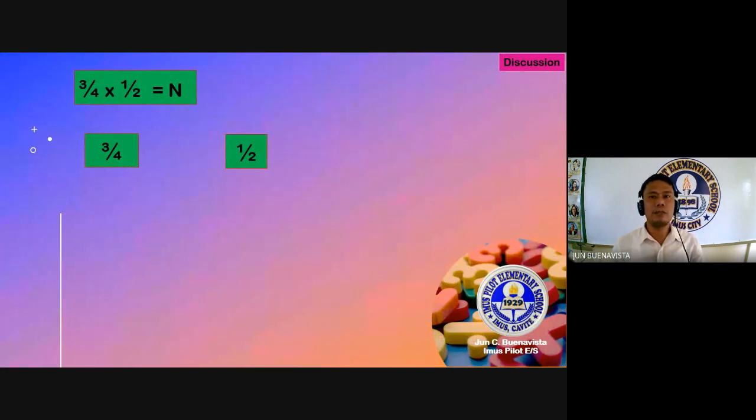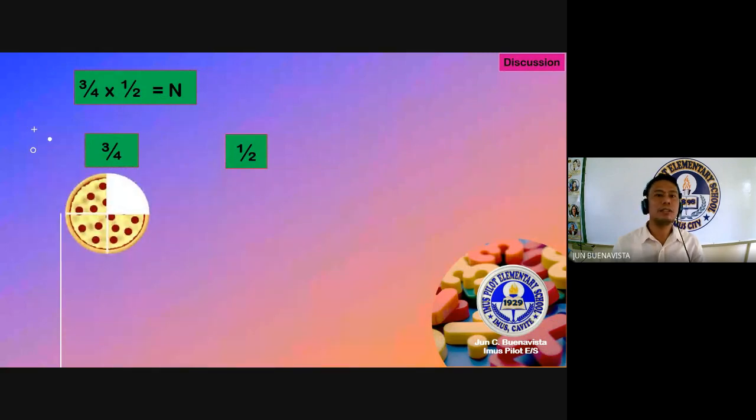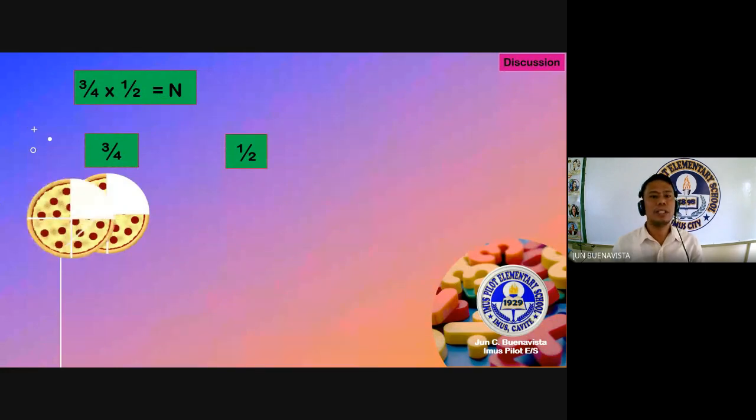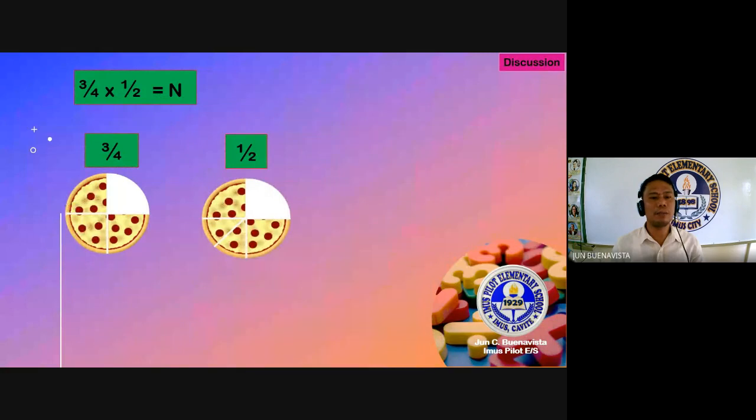So we are going to visualize 3/4 of the pizza that June found on the table. So this is the pizza that June found on the table. And half of that pizza June ate. So that is one half of the pizza that June ate. So we are going to divide the 3/4 pizza. Then, if we are going to illustrate the part of the whole that June ate, it is like this.